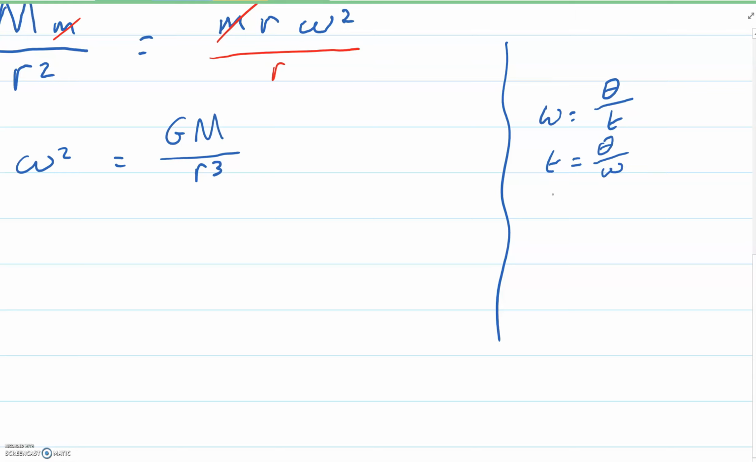Now, what if we want the time that it takes to go through one full circle? And we change now from a small t to a large T, because this is what's known as the period of rotation, or period of an object. So T here, large T, is the time that it takes to go through an angle of 2 pi. So that's a full circle. So that's where we get 2 pi all over omega.